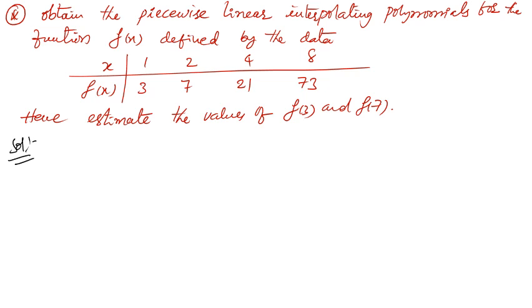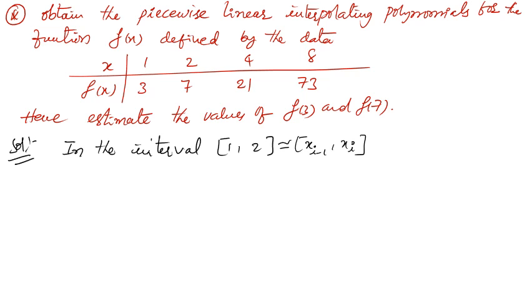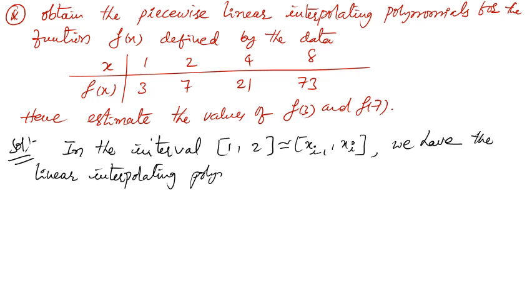Solution. First, what is the first subinterval? In the interval 1 comma 2. First subinterval is 1 comma 2. Now let us assume this interval as xi minus 1 to xi. Then in the interval 1 comma 2, what is the first polynomial? We have the linear interpolating polynomial as, what is that?